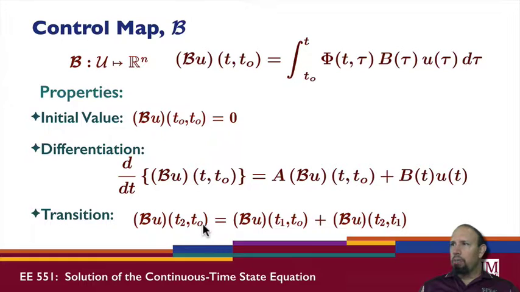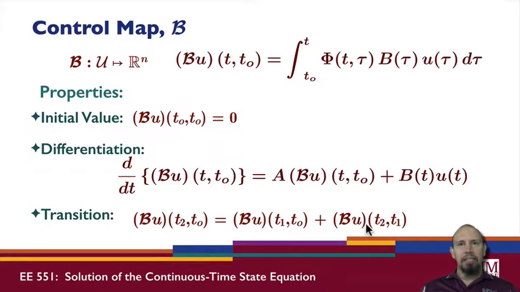The transition property again says that if I go from t0 to t2, I can stop at t1 and then pick it up again from t1 to t2. So again, this also follows from the fact that I can just break this integral up from the integral from t0 to t2 into the integral from t0 to t1 and then t1 to t2. So this is fairly straightforward to prove.